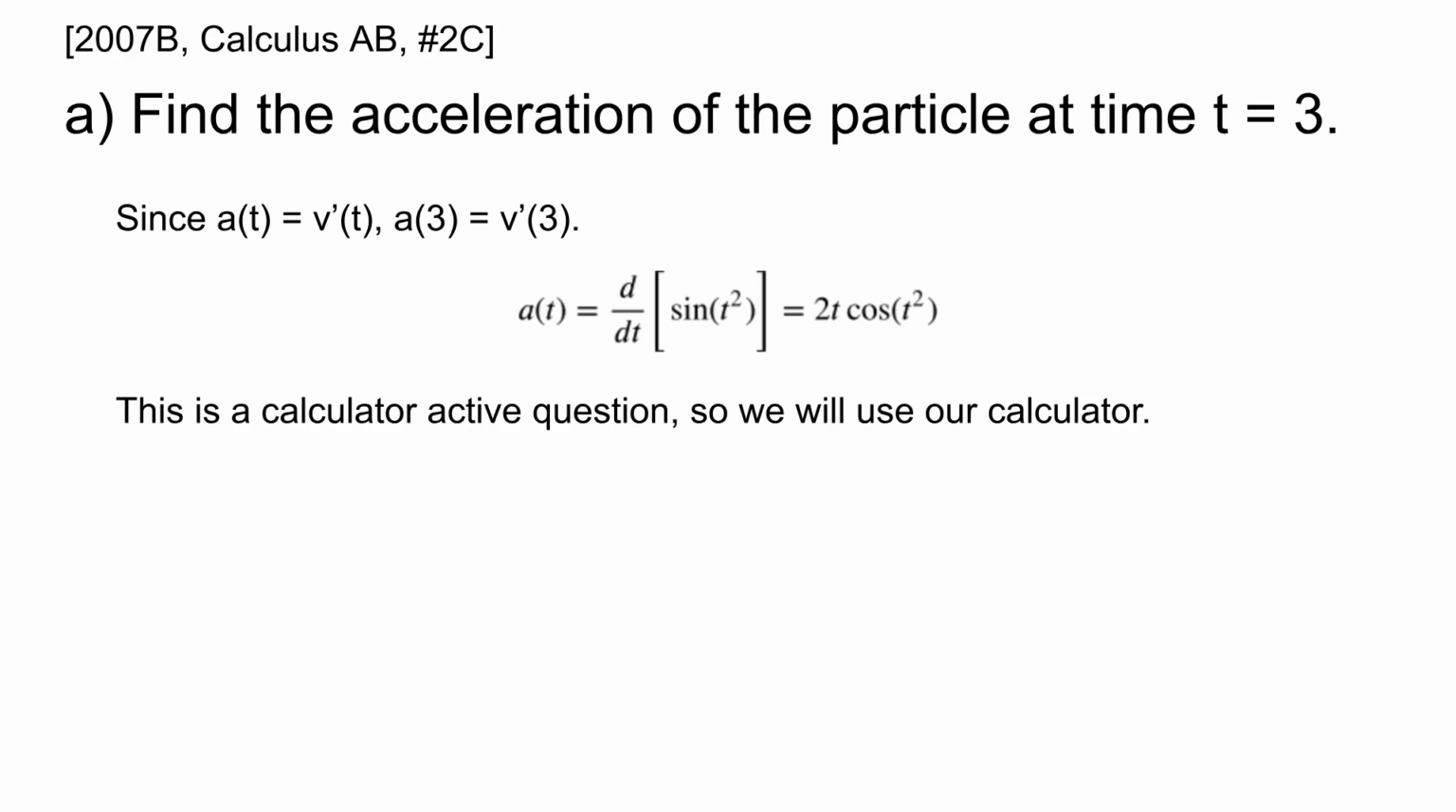This is a calculator active question, so we will use our calculator, although note we don't really have to. We could just plug in 3 for t and leave it in terms of cosine, but let's use our calculators. So a of 3 equals v prime of 3, which is 2 times 3 times the cosine of 3 squared, which is 6 times the cosine of 9, which is negative 5.467. And again, just because it's a calculator active question doesn't mean it's calculator required. If you would have left the answer as 6 times the cosine of 9, that would also have been accepted.